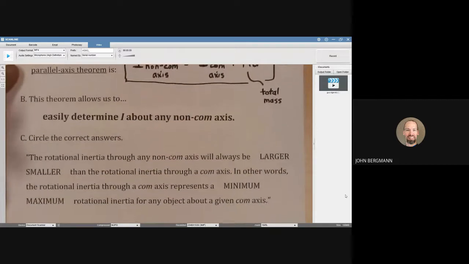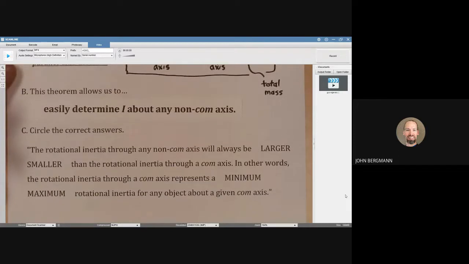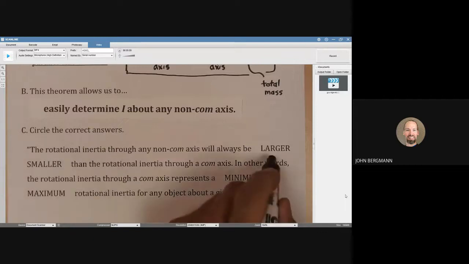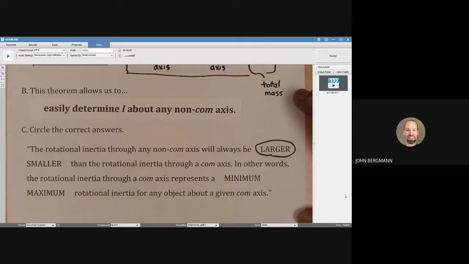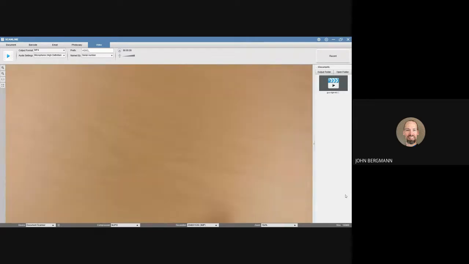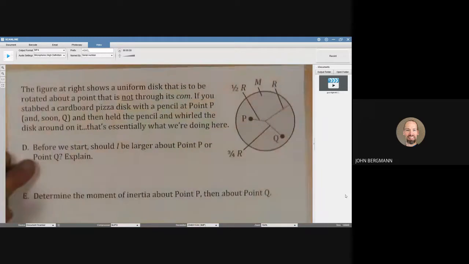So let's circle the correct answers here, a little conceptual work. The rotational inertia through any non-COM axis will always be larger than the rotational inertia through a center of mass axis. In other words, the rotational inertia, or moment of inertia, those are synonyms. The rotational inertia through a center of mass axis represents a minimum rotational inertia for any object about a given axis. So let's kick this idea around here by doing this.